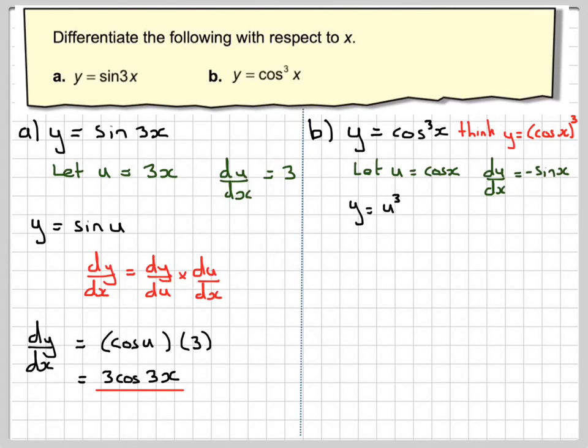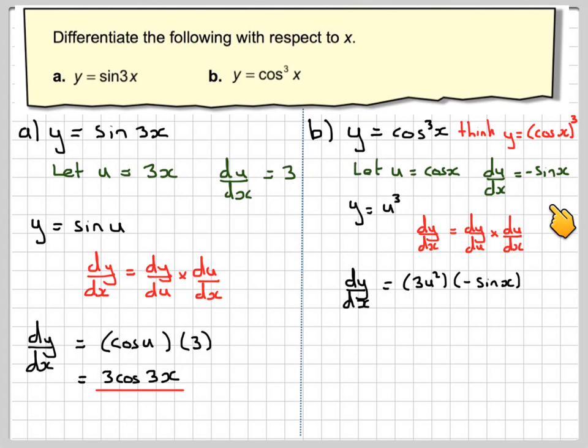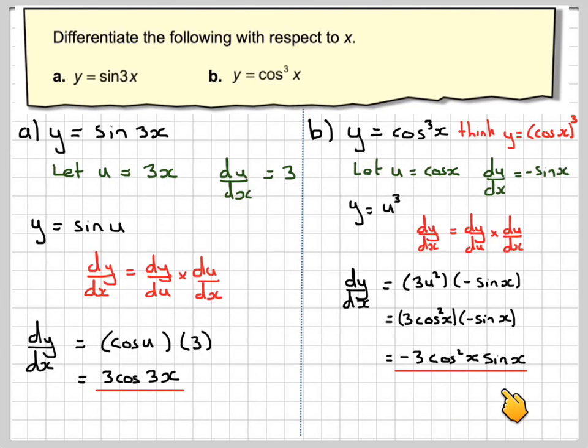because cos x is now u, and therefore dy by dx is equal to dy by du times du by dx by the chain rule. So dy by dx will be equal to 3u squared times du by dx, which is minus sine x. Now u was my invention, so I'll put it back. So it's u squared, so it becomes 3 cos squared x brackets minus sine x, and that minus sign now comes to the front, and we get minus 3 cos squared x sine x.